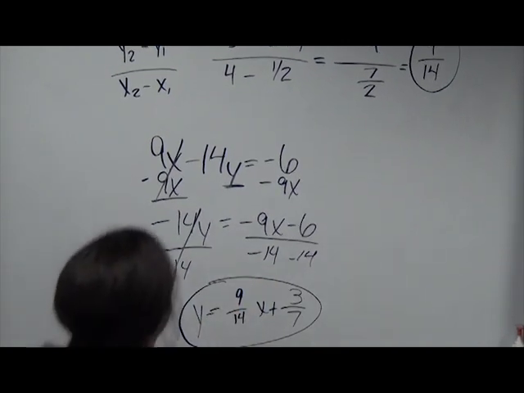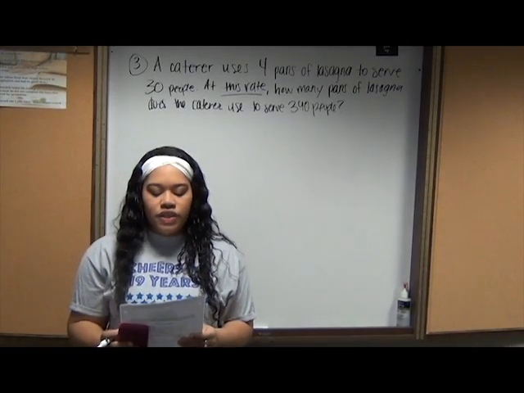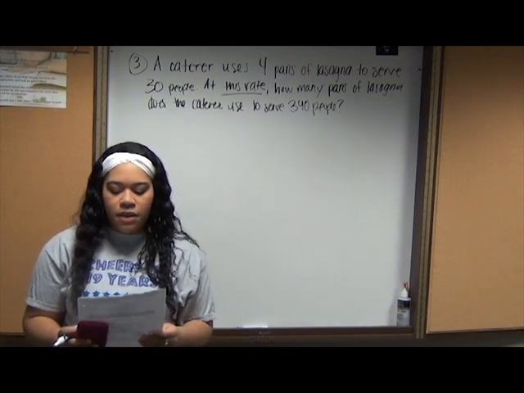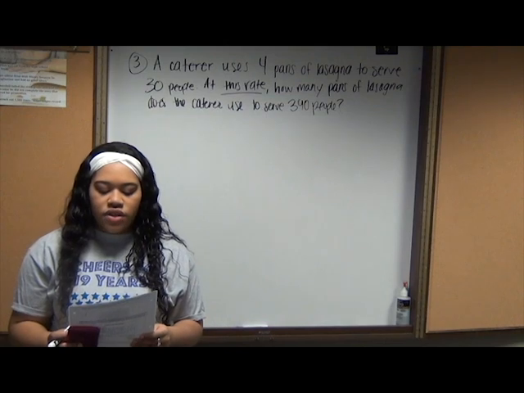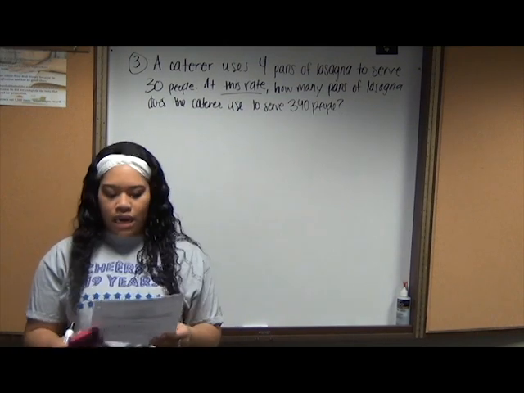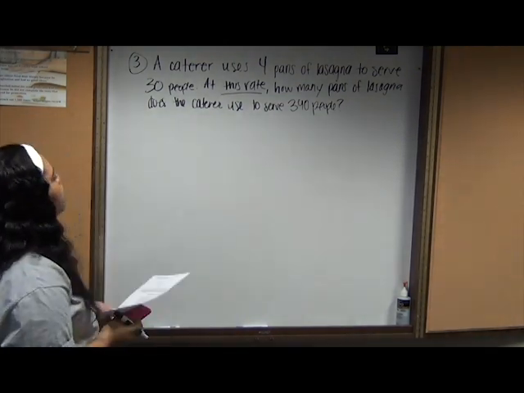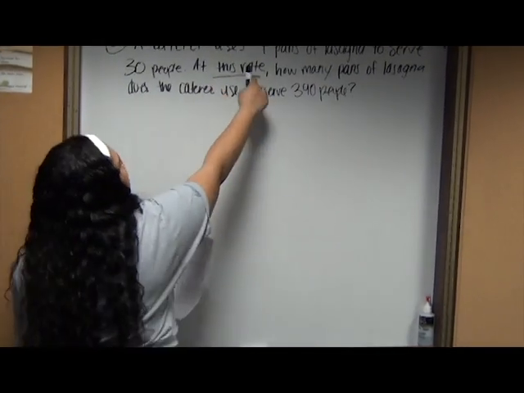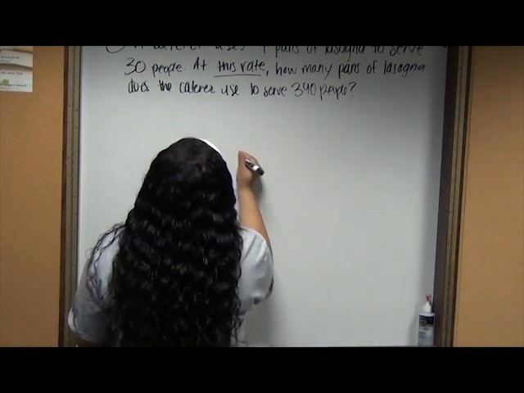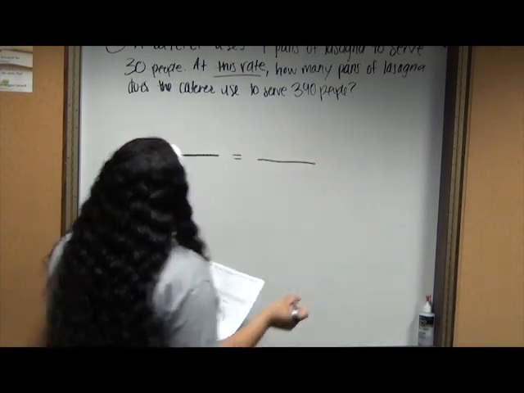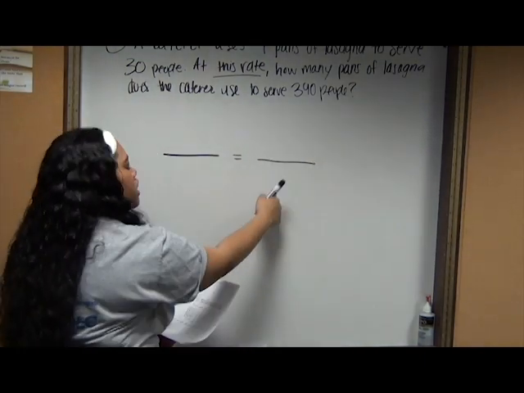And that's choice A. Number 3 says, a caterer uses 4 pans of lasagna to serve 30 people. At this rate, how many pans of lasagna does the caterer use to serve 390 people? Okay, so whenever it says at this rate, you know you're going to be dividing something and then cross multiplying something. So you're going to have 2 things that are over each other.